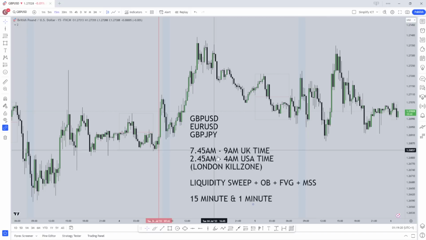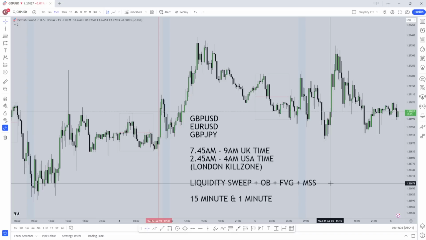We're looking for trade setups in that time window. The setup we're going to be trading is the liquidity sweep strategy. So we're going to look for liquidity sweeps off order blocks. So we're tapping into order blocks. I'll explain this on the charts. And then we're going to look for entries based off FVG and market structure shifts.